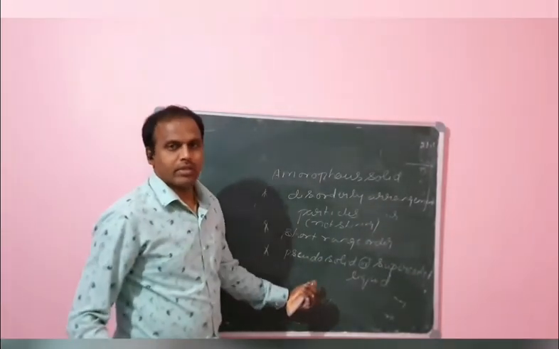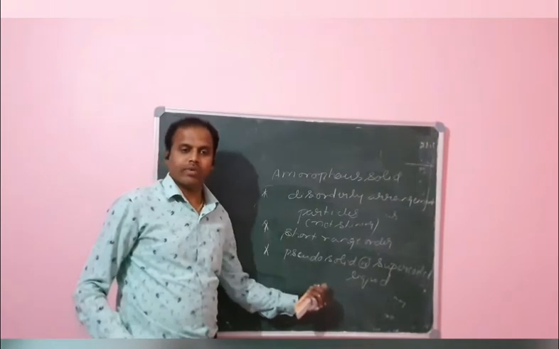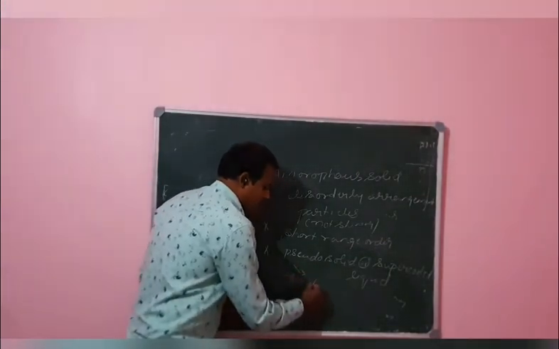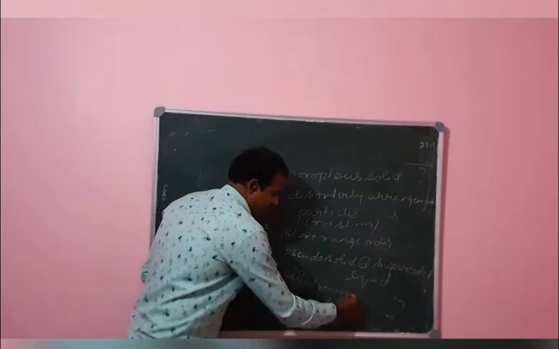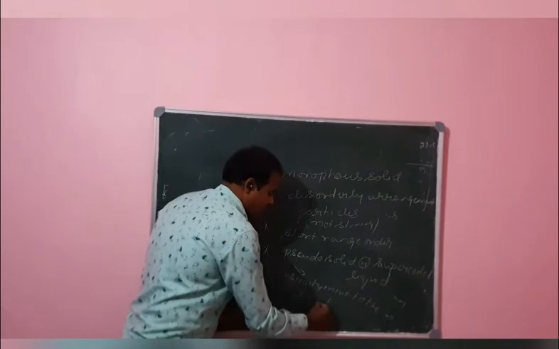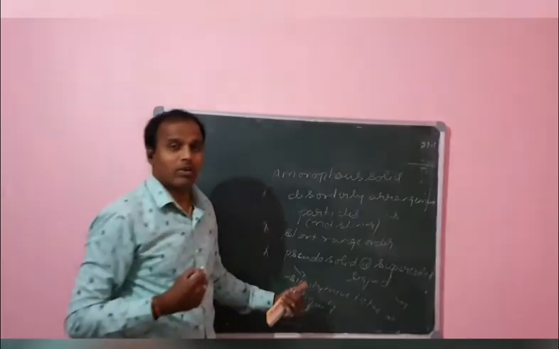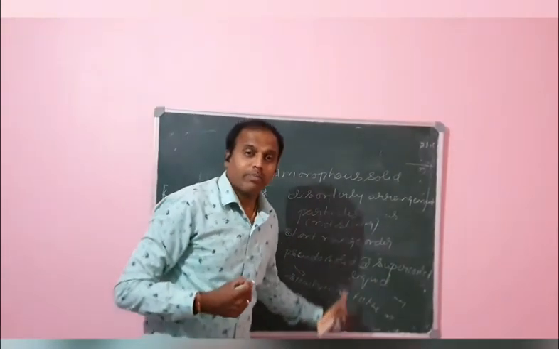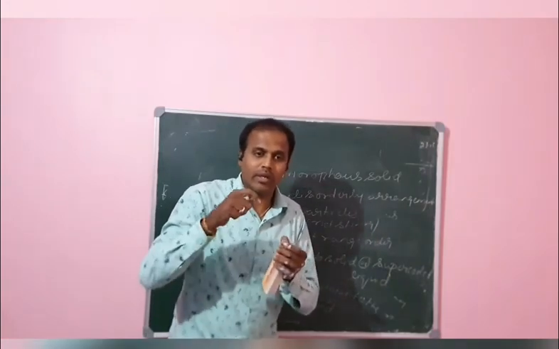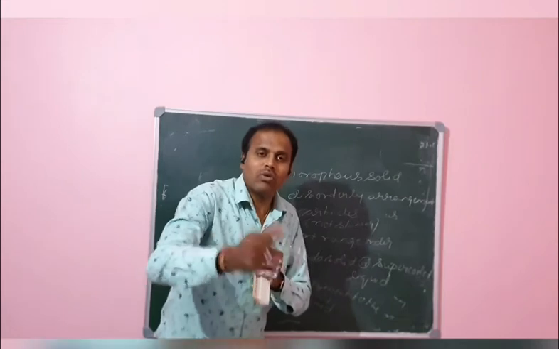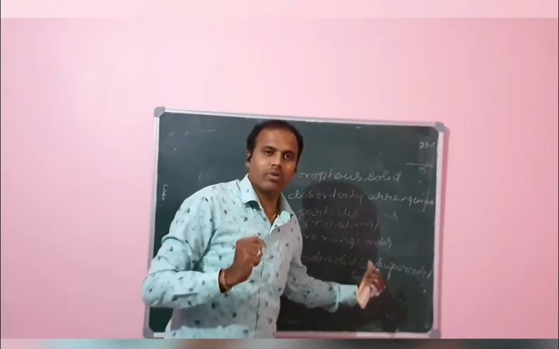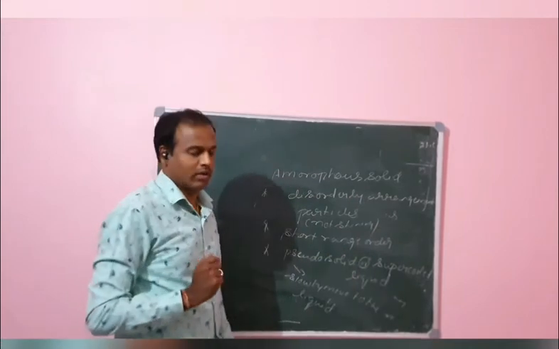Why is this one a pseudo solid and a supercooled liquid? Because it slowly moves to the liquid state. The best example is plastic. When heat or temperature is applied, it slowly moves to the liquid. That is called a pseudo solid, and the supercooled liquid is called an amorphous solid.